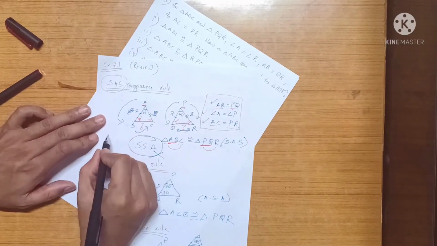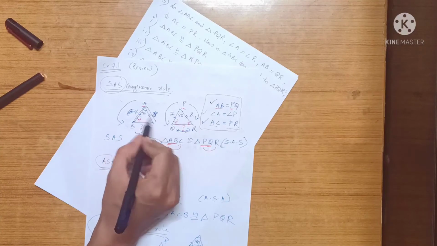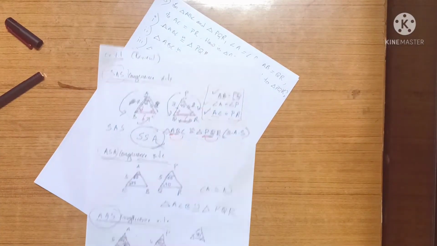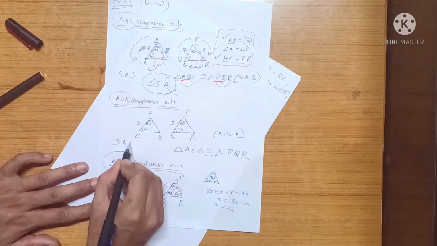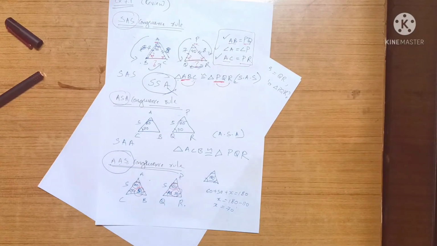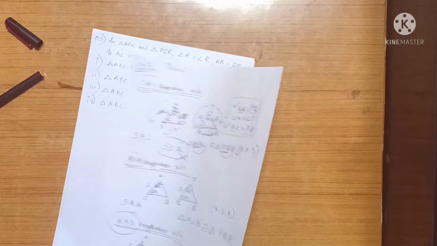The angle has to be in between the sides. The side angle side has to be the included angle, otherwise it doesn't work. But for AAS, it's quite flexible. You can even do SAA, doesn't matter. Got it? So that's 7.1 revision.